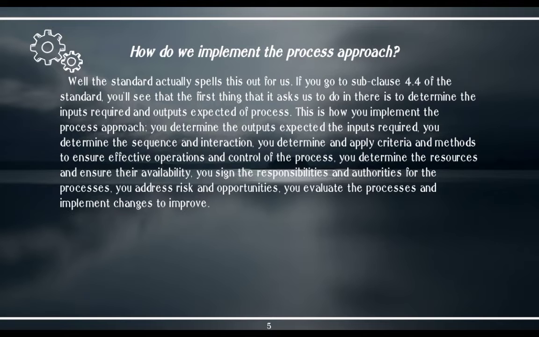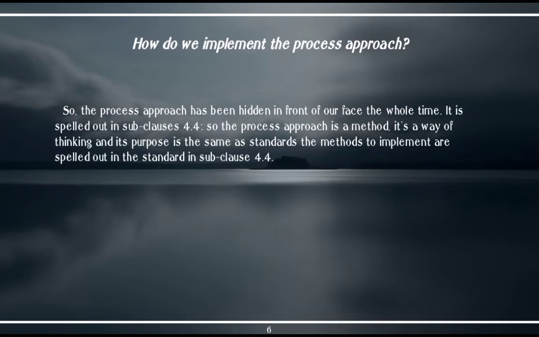You determine and apply criteria and methods to ensure effective operations and control of the process. You determine the resources and ensure the availability. You assign the responsibilities and authorities for the processes. You address risks and opportunities. You evaluate the processes and implement changes to improve. So, the process approach has been hidden in front of our face the whole time. It is spelled out in sub-clauses 4.4.